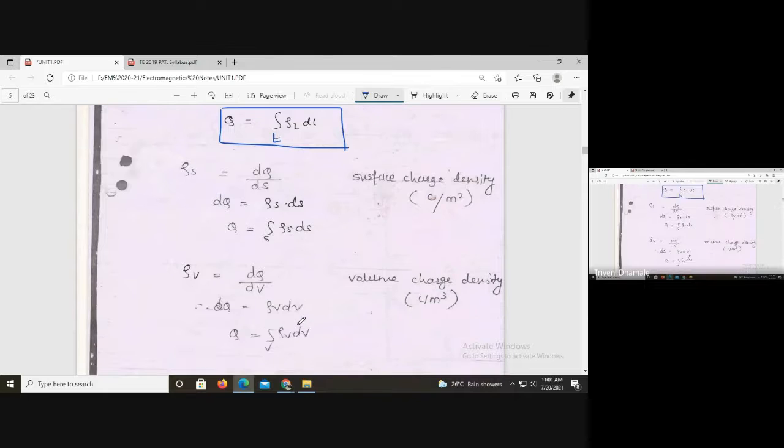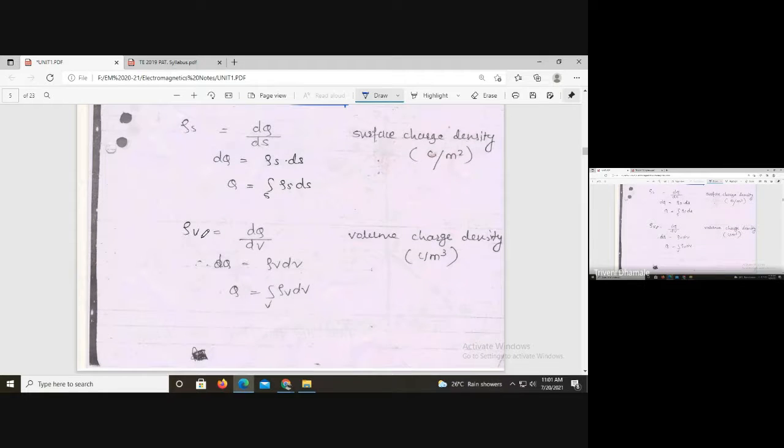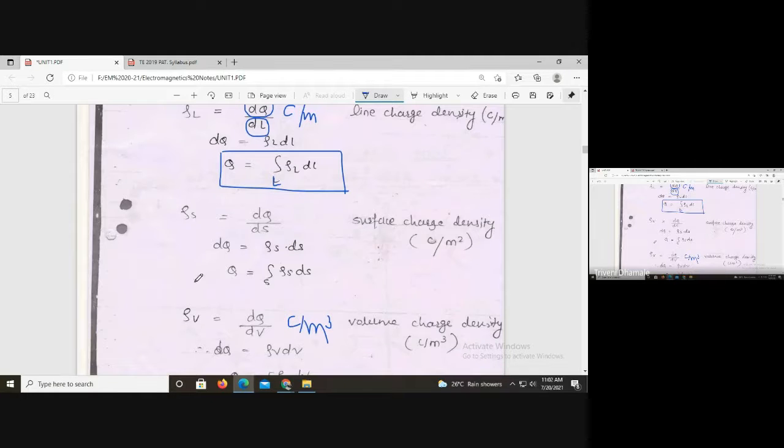Same for volume, rho v is equal to dq by dv. dq is equal to rho v dv. Q is the volume integration of rho v dv. The unit is coulomb per meter cube. That is the volume. Line charge density, surface charge density, volume charge density are three important parameters for continuous charge distributions.